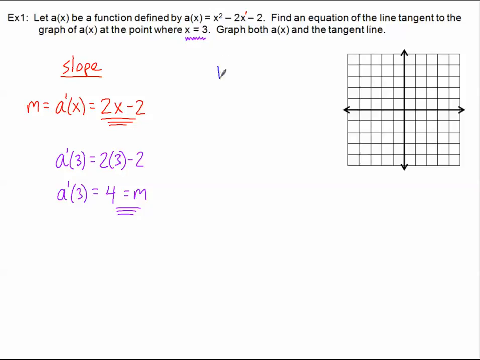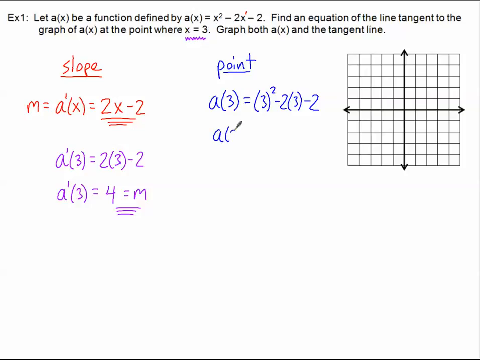The next thing I need is my point. I need the point when x equals 3 that is on this graph. Well, that's pretty simple. I obviously know the x coordinate is 3. I need to figure out what the y coordinate is. So I'm going to use a of x and plug in a 3. So I just need to find a of 3. Well, that's going to be 3 squared minus 2 times 3 minus 2. I'm literally just finding the output in my function when the input is 3.